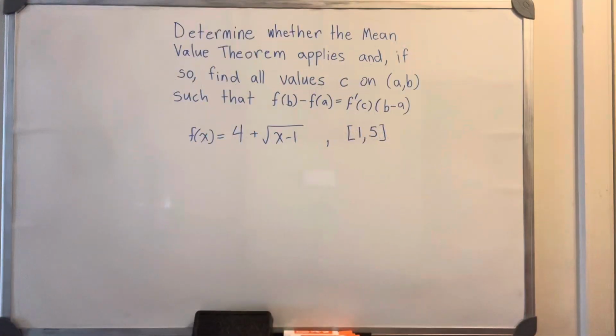This problem says determine whether the mean value theorem applies, and if so, find all values C on the open interval AB such that f of B minus f of A equals f prime of C times B minus A, where f of x is 4 plus the square root of x minus 1, and the closed interval of interest is 1, 5.